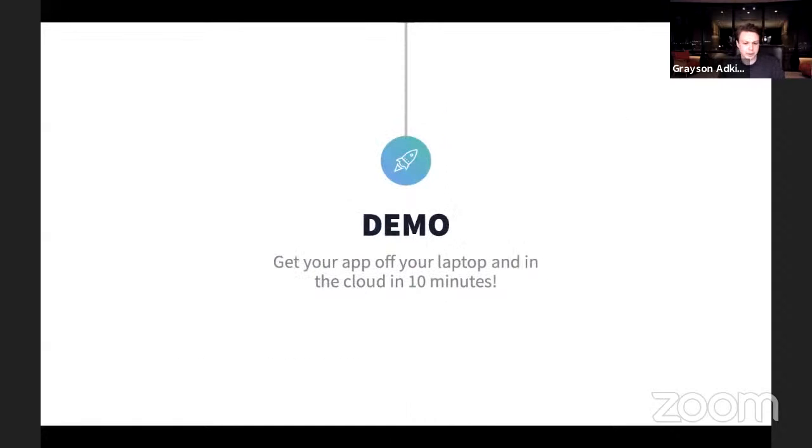And then, as I mentioned, we'll wrap up with a demo and show you how easy it is to get an app in the cloud.